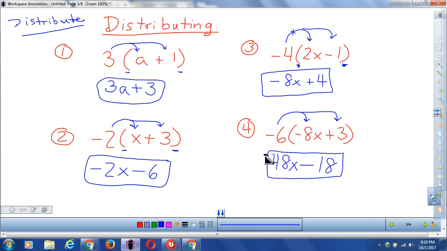All right, so that's the conclusion of our video where we did 4 distribution problems for practice. Here's problem number 1, problem number 2, problem number 3, problem number 4, each with different positives and negatives so that you could see how to properly distribute.